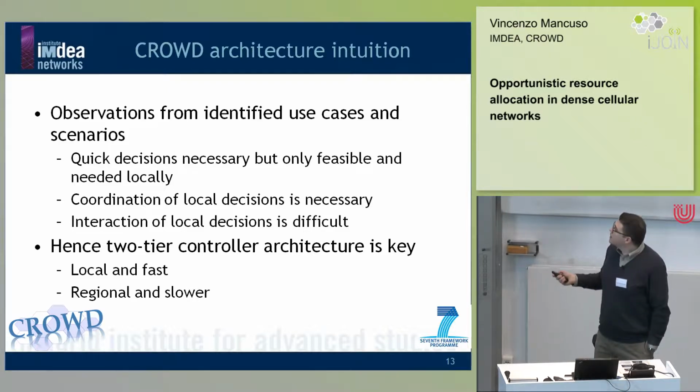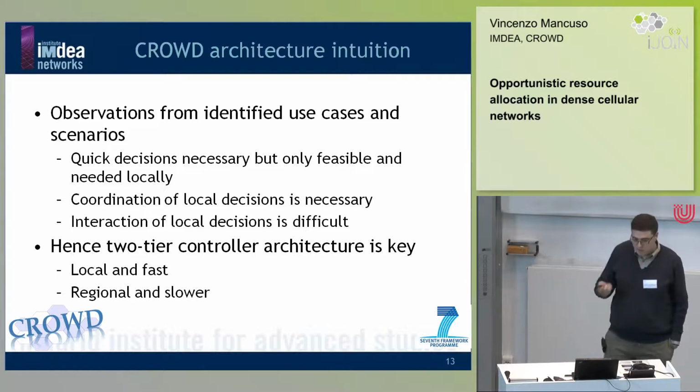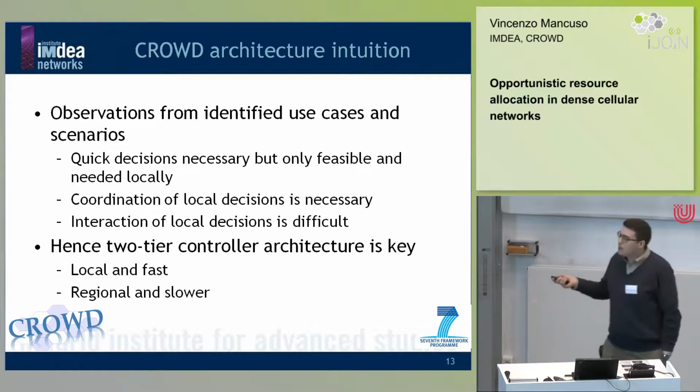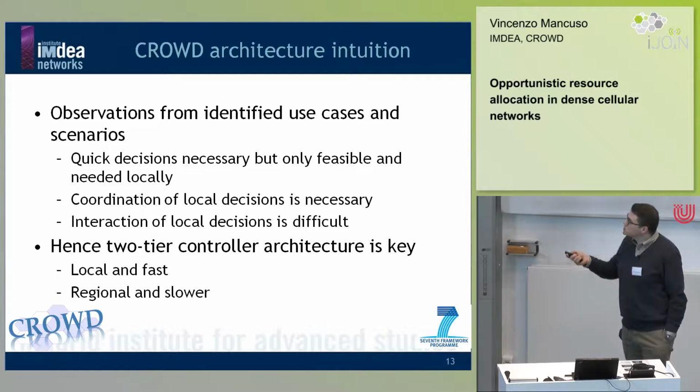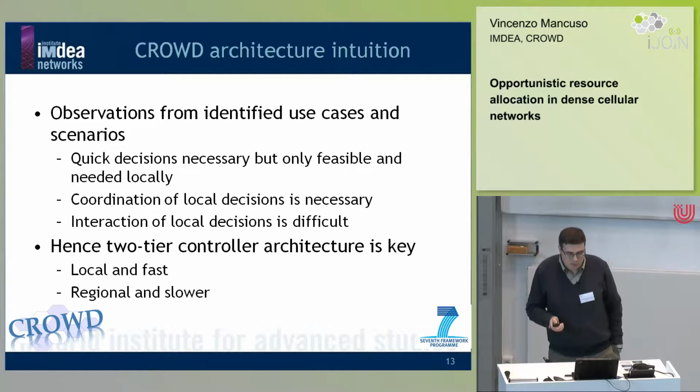So we propose an architecture which has two tiers. One which is local and fast, to make decisions which are local and quick to be implemented, and another which is regional and slower, which is to coordinate the local decisions. This is the basic thing of the CROWD architecture.